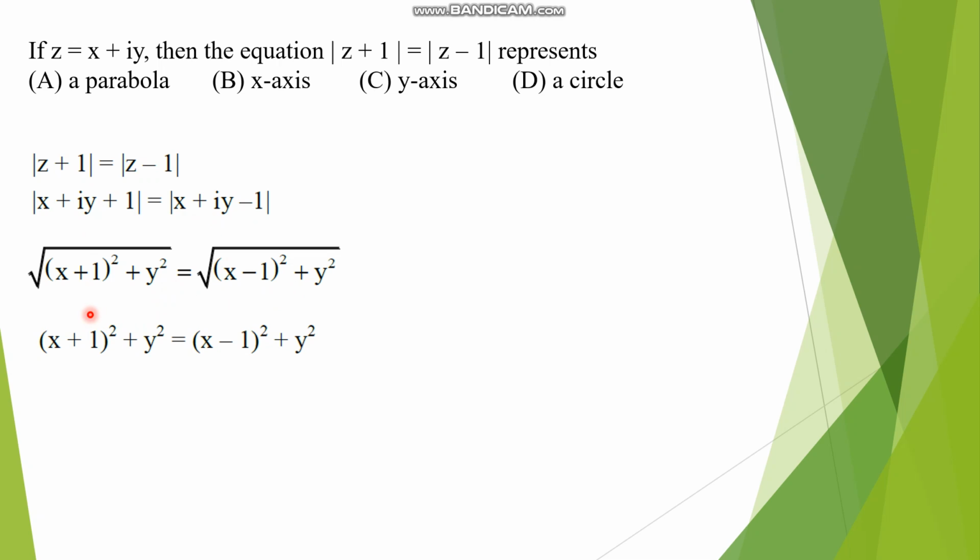And if you take out the square root, that will be the same term without square root, and when you further simplify it, that will be x^2 + 2x + 1. Anyhow, y^2 gets cancelled, and the right side is x^2 + 1 - 2x. Therefore, when you simplify it further, we are going to get 4x = 0. If 4x is 0, then of course x is 0, and we know that x = 0 is the y-axis, which is option C.